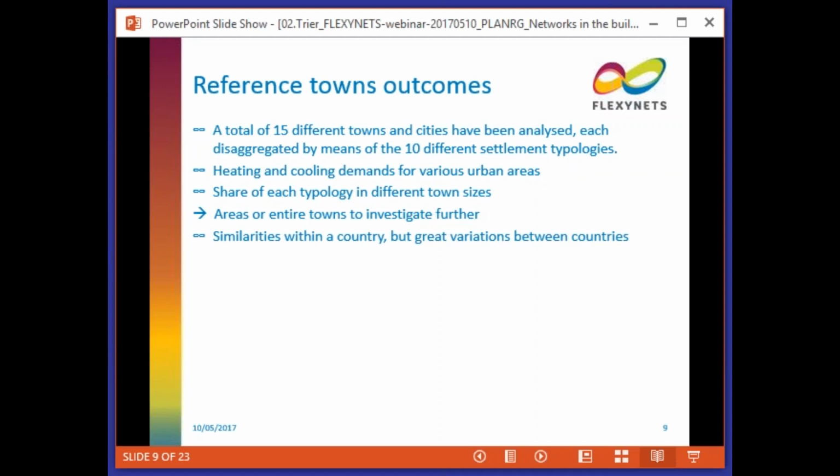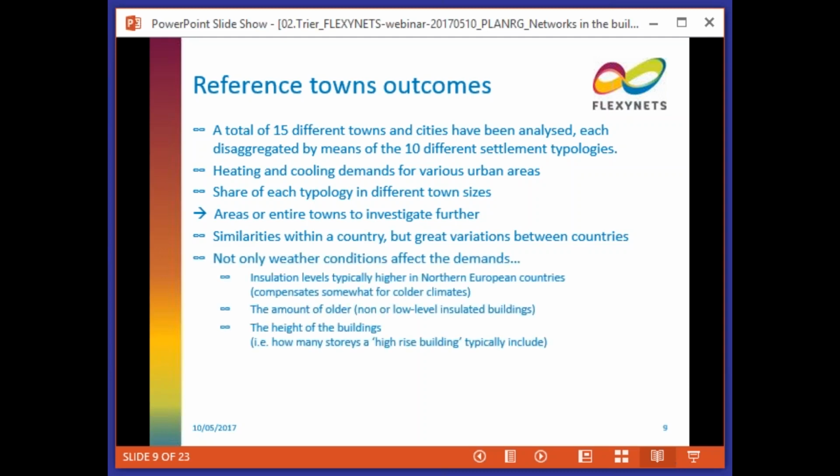And as we have gone through this list of different towns, we see similarities within the country specifically, but actually there are great variations between different countries. And it seems like this is not only weather conditions that affects the differences in demand, but also that insulation levels are typically higher in Northern European countries, which somewhat compensates for the colder climates. And the amount of older non- or low-level insulated buildings is also very different from country to country, and even from town to town perhaps.